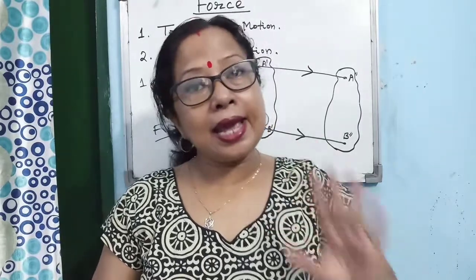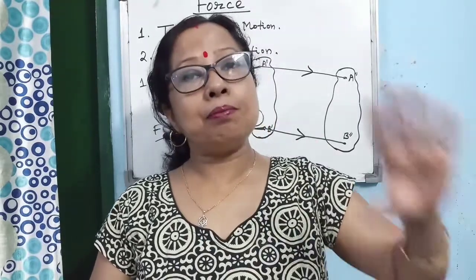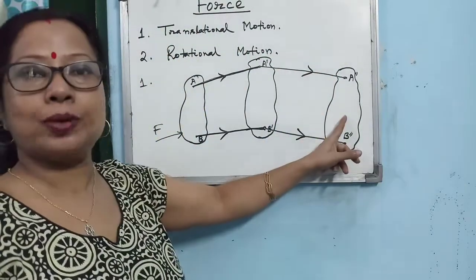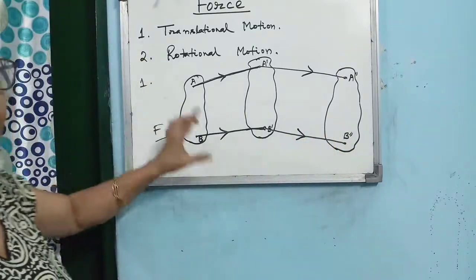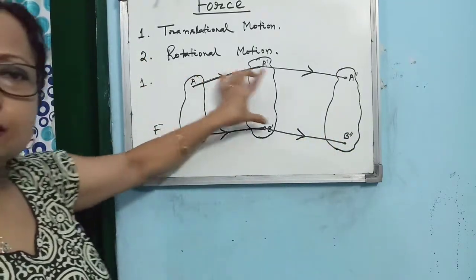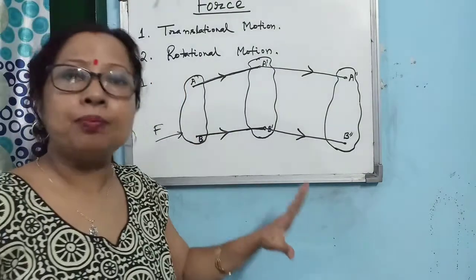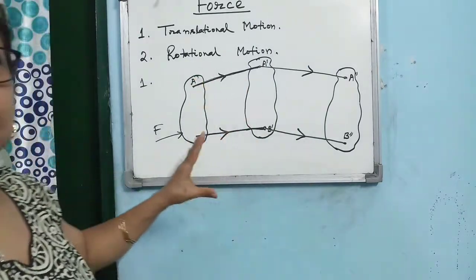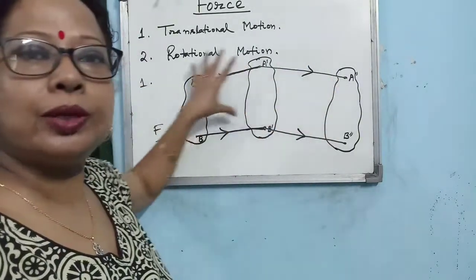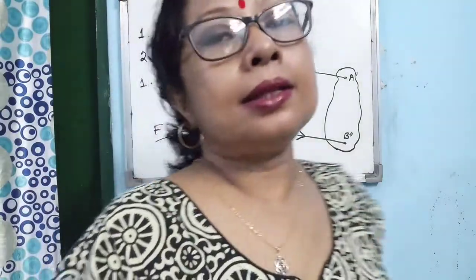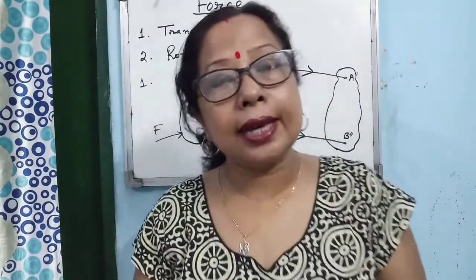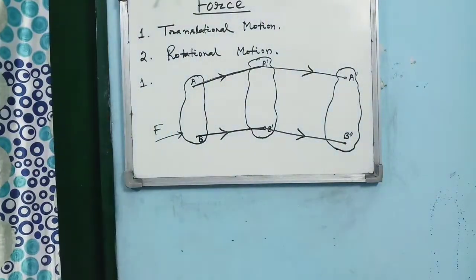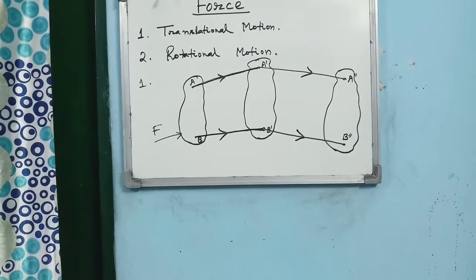Translational motion may be along one straight line, or along one curved path, but this condition has to be satisfied. What is the condition? If you join the positions of the particles on the body for its different positions, then the lines we get should be parallel to each other. Then only we can say that the body is having translational motion. Is that clear? So this is the concept of translational motion.